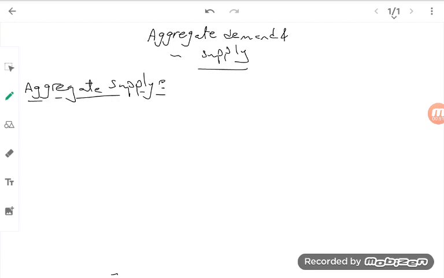Aggregate supply is the relationship between price and quantity of real GDP supplied, just like supply of a product. Supply of a product shows the relationship between the quantity supplied of a product and the price of this product. This is the same. It is the relationship between the general price level of the country and the quantity of real GDP supplied. What about quantity of real GDP supplied?